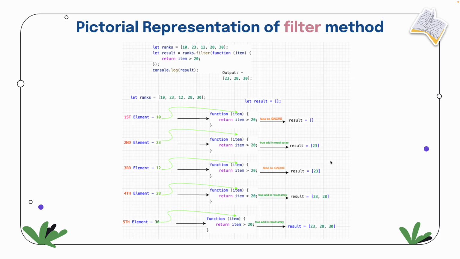Filter is done. Now see, same thing I'm doing here. I've written filter output as 23. I'm finding items greater than 20. First element 10. 10 is greater than 20? No, so empty. 23 is greater than 20? Yes, true, so it will add. 12 is greater than 20? No, so ignore. 28 is greater than 20? Yes, then push. 30 is greater than 20? Yes, then push. So the result is 23, 28, 30. Understood? Filter, it's easy, right?